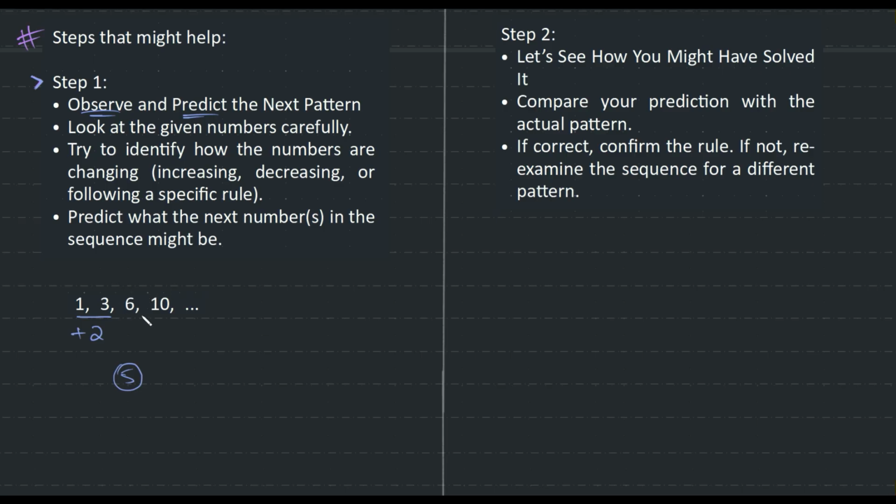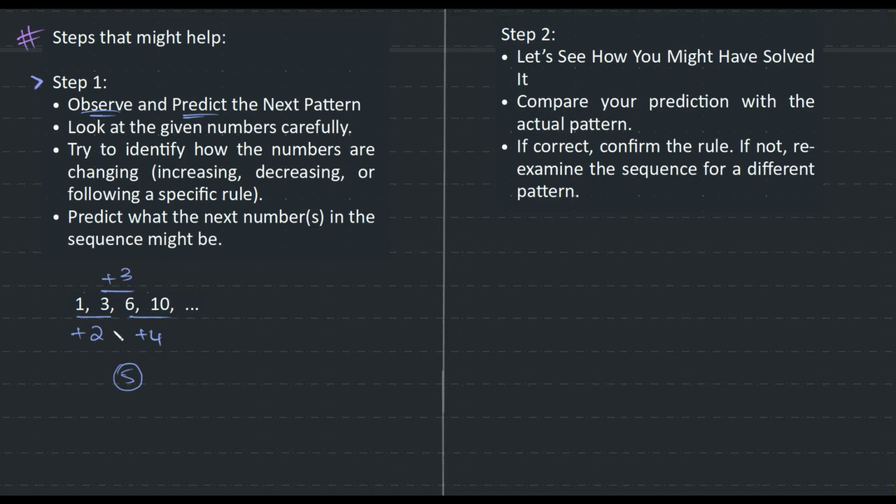So every step, you can follow a certain way, and that way is what is written over here. The first step is to observe, right? Or you can just write the sequence in this manner and see if there is a pattern occurring. Look at the given numbers carefully. Try to identify how the numbers are changing. Is it increasing, decreasing, or following a specific rule? Predict what the next numbers in the sequence might be. So let's see how you might have solved it.